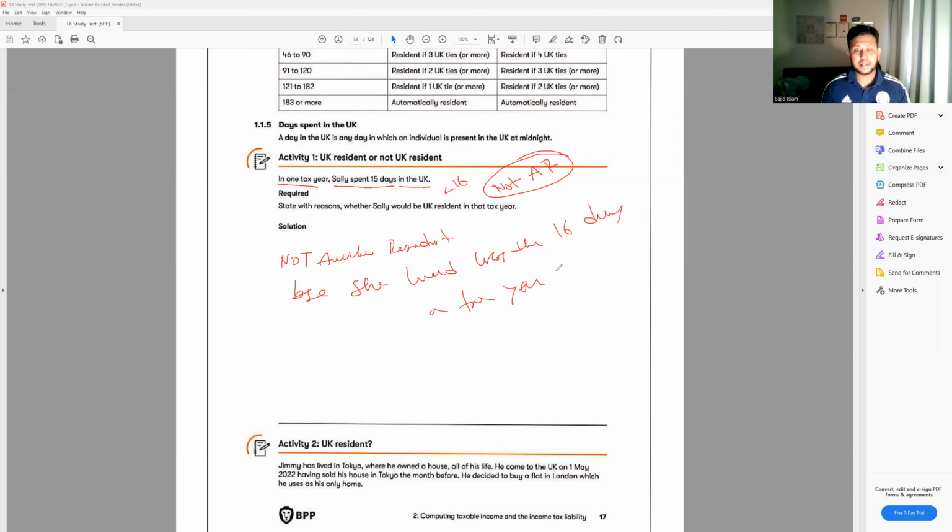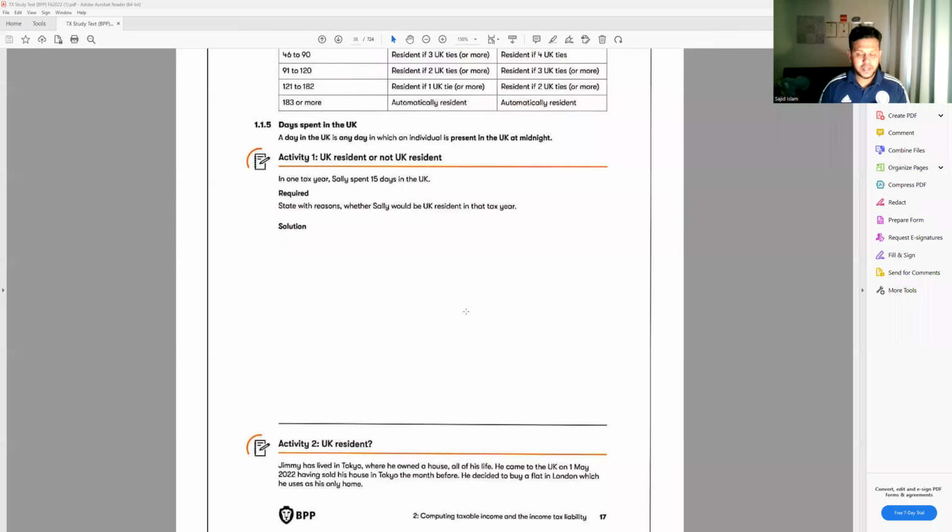We don't have to look at anything else. Less than 16 days, very simple. More than 183 days, very simple. Less than 16 days, not UK resident. More than 183 days, automatically UK resident. So that's quite simple for us. Let's move to the next one.